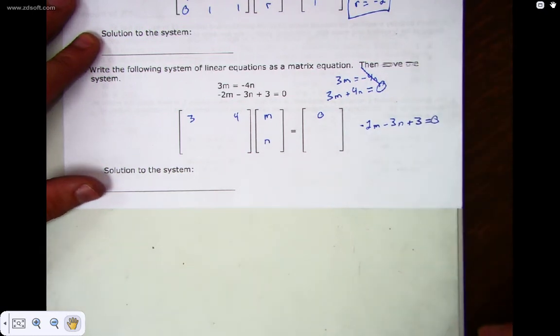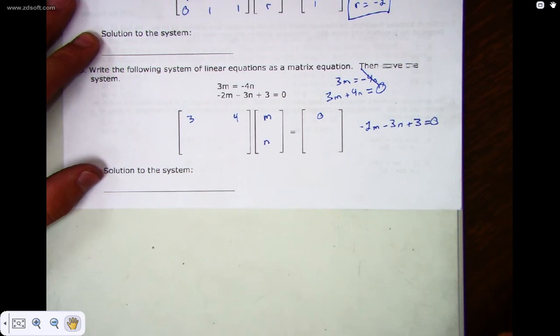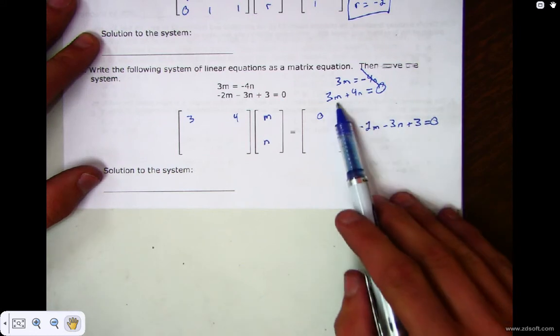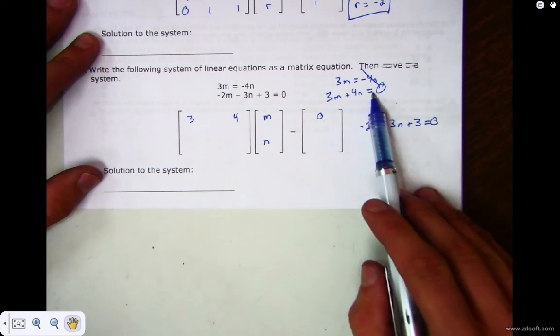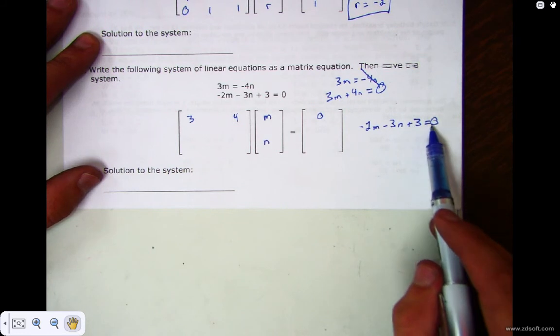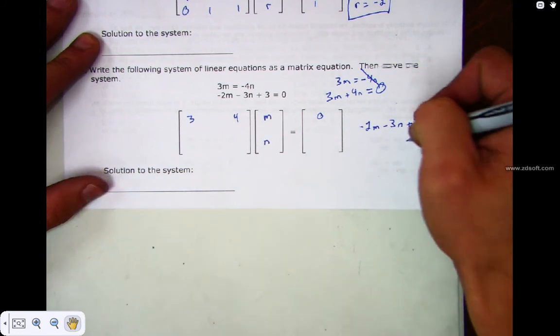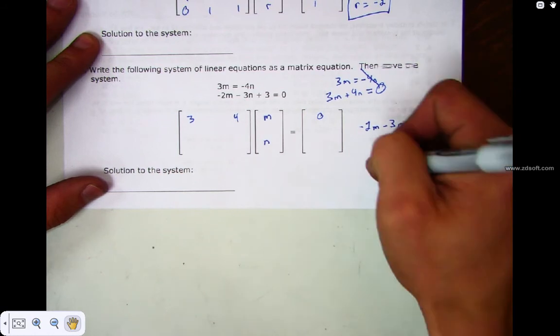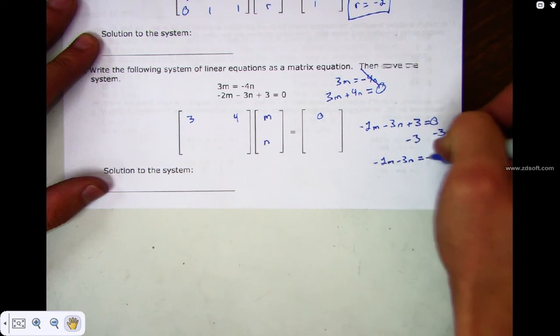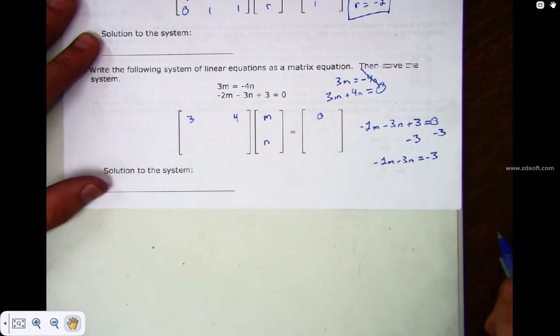Again, I want my letters on my left side, my equal sign, and then my numbers on my right. I want to make sure all my letters are lined up. So we have m, then we have n, that's good. Just like we have m, then n here. But then we have our equal sign and then our number. Right here we have a number, then an equal sign. So let's get that number on the other side. Subtract 3 from both sides. So I have negative 2m minus 3n equals negative 3. Like that. Okay?